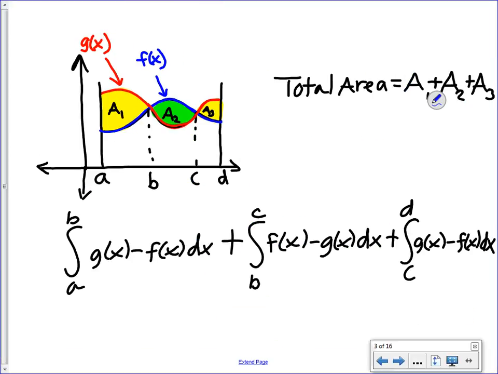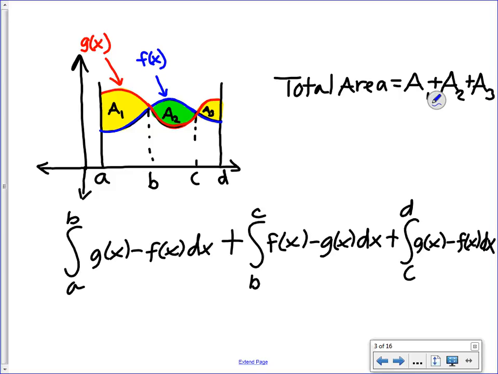All right, now, sometimes you'll be faced with two functions, because remember that these are curves. So in this case, f of x is the blue function and g of x is the red function. So over the interval from A to B, g of x is the upper function and f of x is the lower function. But then from B to C, they switch. F of x is the upper function and g of x is the lower function. And then from C to D, they switch again.